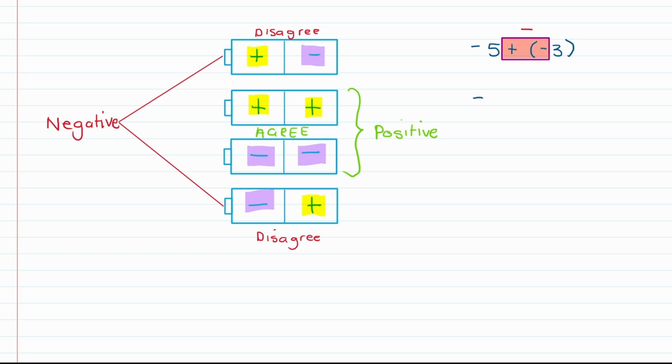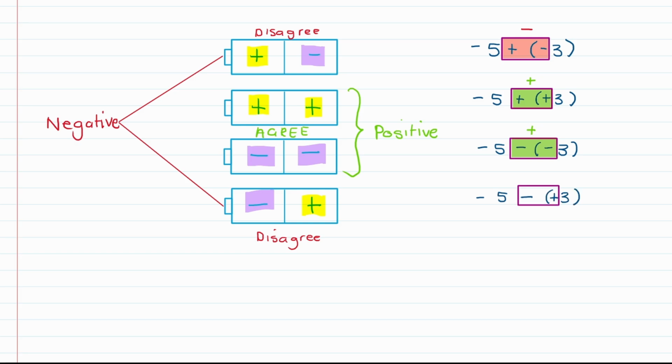In the next example, I've got a positive times a positive. That's going to give me positive because they're both agreeing with each other. Then I've got a negative times a negative. That's going to give me a positive because although they're being negative, they're both agreeing about being negative, so it's positive. And then again, I've got a negative times a positive, which is going to give me a negative sign.